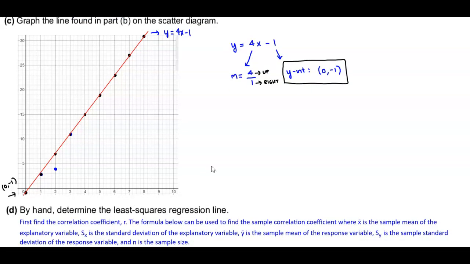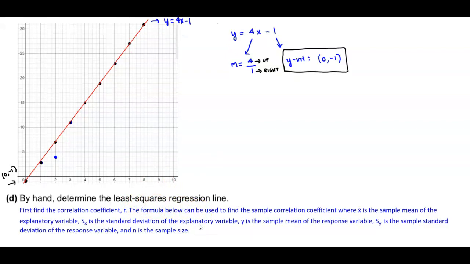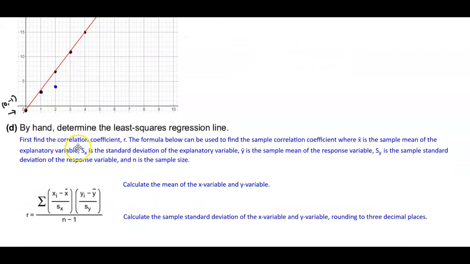Okay, now in part D, it says by hand, we want to determine the least squares regression line. What we want to do is first find the correlation coefficient R, and the formula below can be used to find the sample correlation coefficient, where x bar is the sample mean of the explanatory variable, S subscript x is the standard deviation of the explanatory variable, y bar is the sample mean of the response variable, S subscript y is the sample standard deviation of the response variable, and n is the sample size.